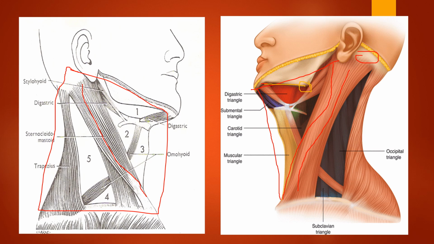So from the angle of mandible to the mastoid process, there will be an imaginary line drawn, and that is going to form the boundary above of the anterior triangle. So the anterior triangle above is bounded by the base of the mandible and an imaginary line drawn from the angle of the mandible to the mastoid process.